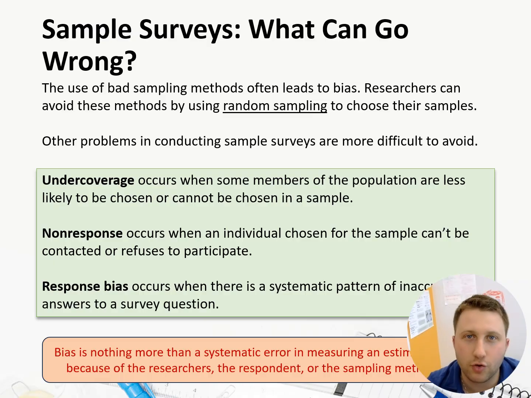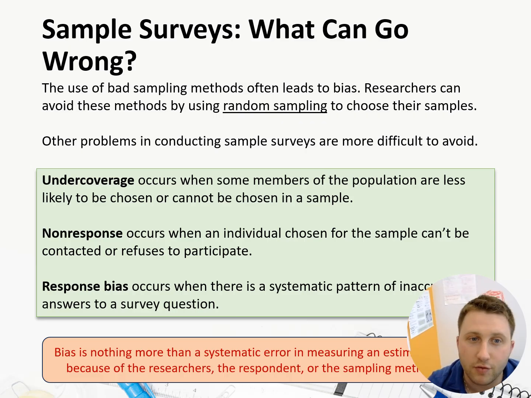Okay, so to a researcher, it's very obvious that we should not allow convenience sampling or voluntary response sampling. We obviously want to use some method of random sampling. But even when the researcher does everything in our control and does everything right, you can still end up with some problems that lead to bias. And on the screen, we see three of them.